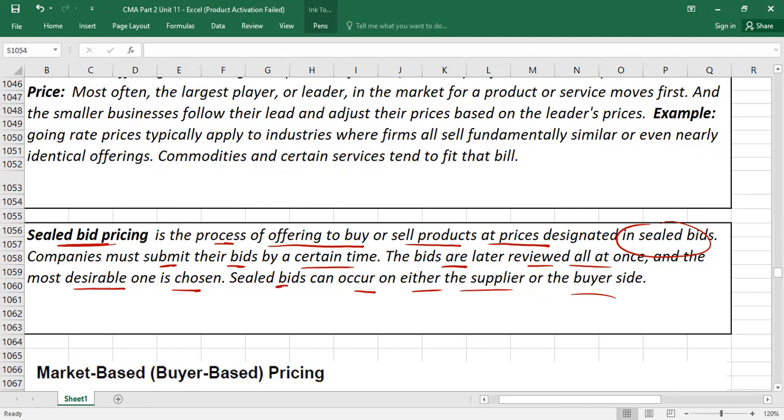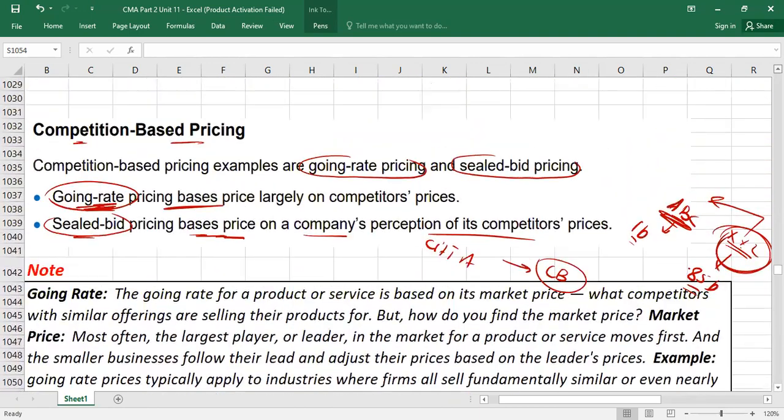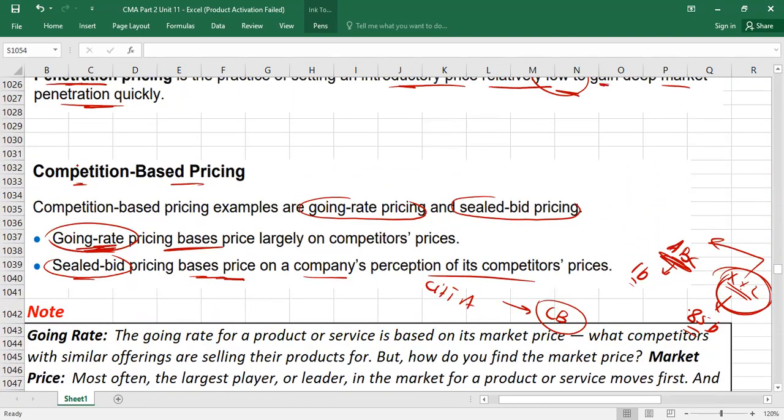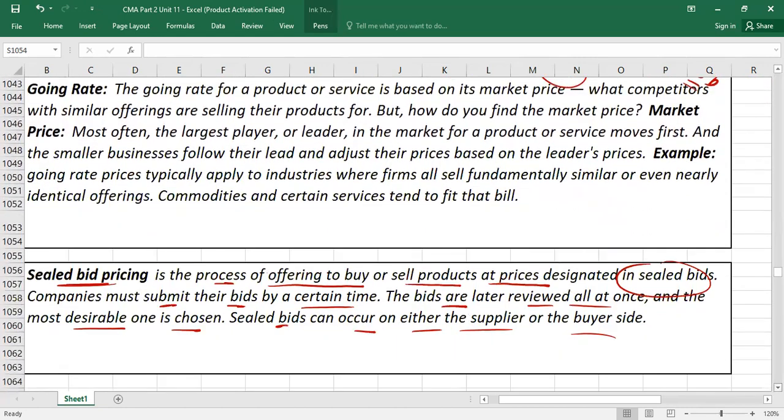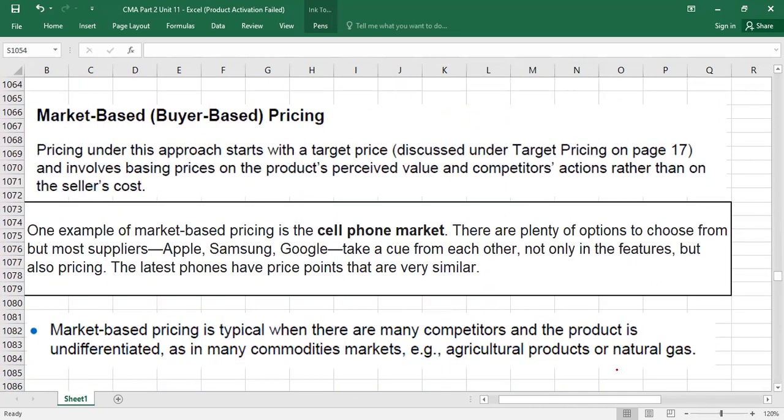So this is the second category we have already discussed. The second category is called competition based pricing. We discussed first new product pricing, in which we discussed price skimming and price penetration. Then we have competition based pricing, which is called going rate and sealed bid pricing. And then we have another thing that is called market based pricing, or buyer based pricing.